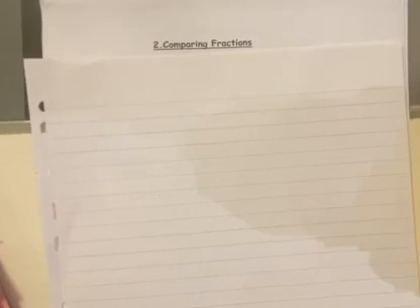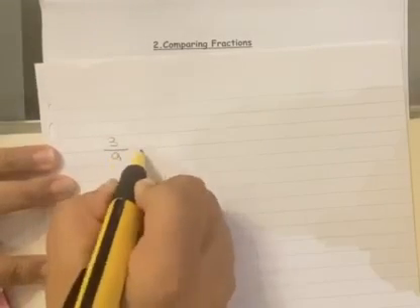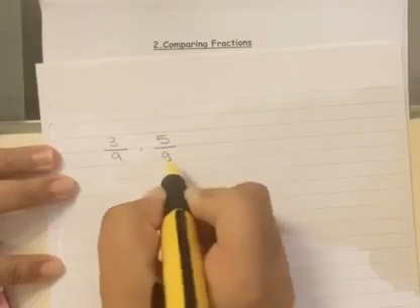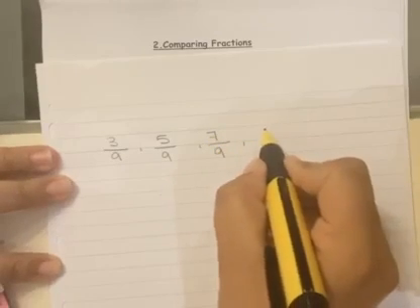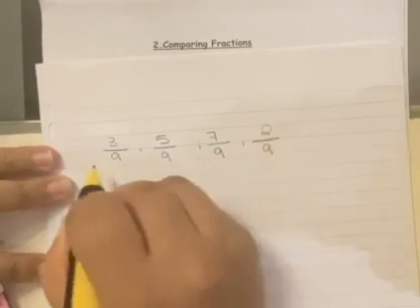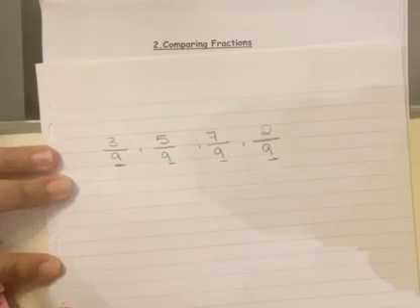Okay, if I have the same denominator, the number down is the same, like 3 over 9, 5 over 9, 7 over 9, 2 over 9, all those. If I have the number down, it's the same, the denominator, it's the same number.